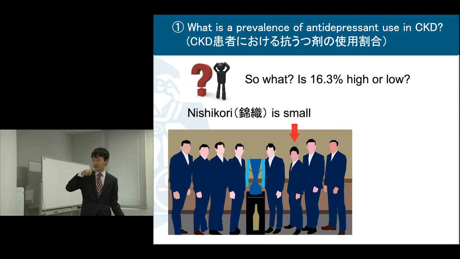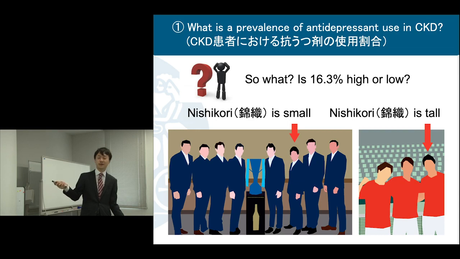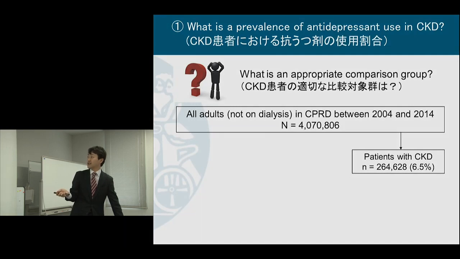So let me use an example. Nishikori. I often cheered for Nishikori. This is the London final at Wimbledon, and this is the Davis Cup between Japan and the UK. People often say that Nishikori is smaller than other players like Roger Federer. But my impression when I saw him at Wimbledon was he's quite tall, and taller than other Japanese. What I mean is it's totally a matter of comparison whether or not this is high. So I needed to make an appropriate comparison group.